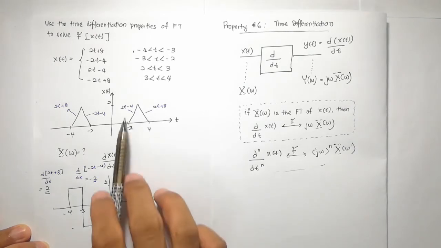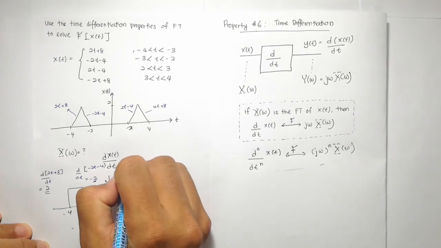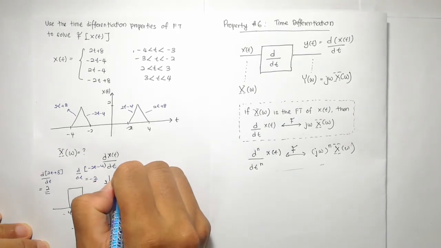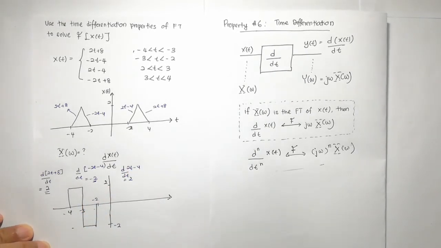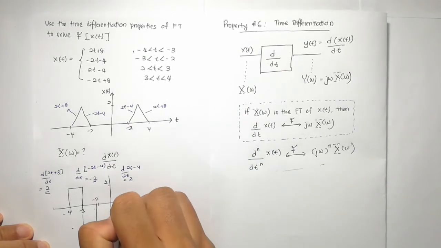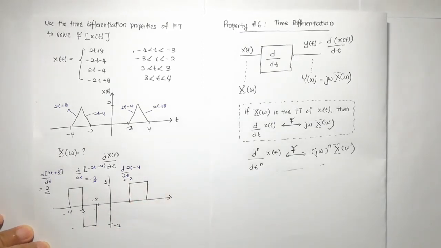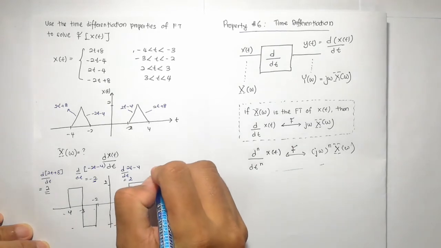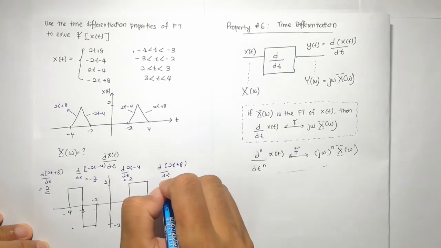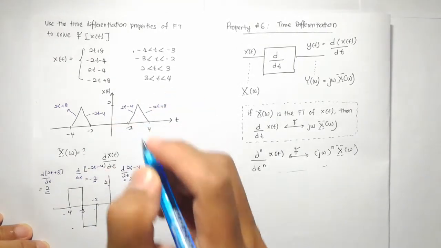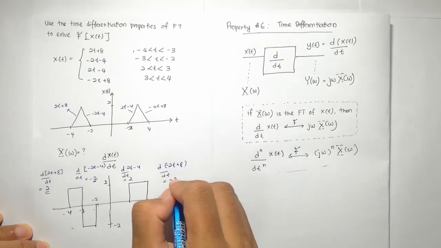Then we continue for the third part, which is 2t minus 4. The differentiation d(2t minus 4)/dt will give us a value of 2, meaning that from 2 to 3 we have a value of 2. And the last one, negative 2t plus 8, d(negative 2t plus 8)/dt will give us negative 2.